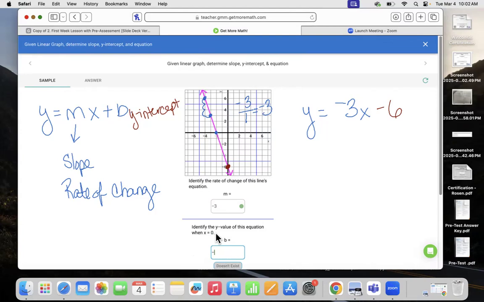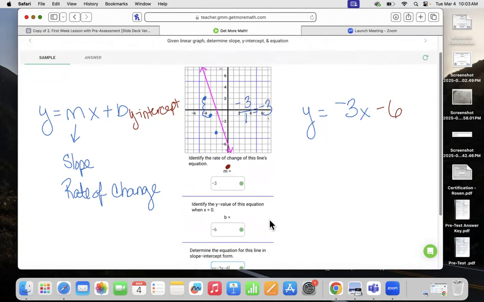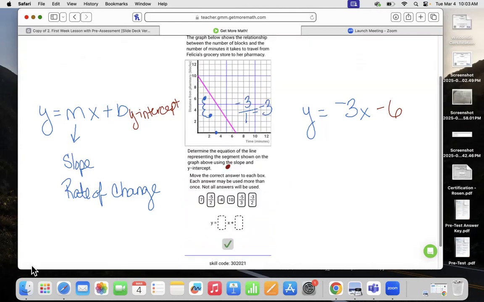So we're just putting all the pieces together that we've been talking about. And while we do that, now it just wants us to write the equation in slope-intercept form. So you're going to write y equals negative 3x minus 6. Bada bing, bada boom. That's all it is today. So again, just taking all the things we've been doing and putting it into one piece.